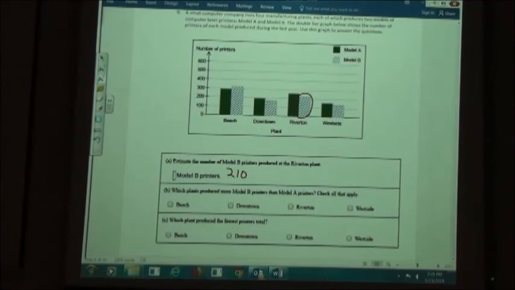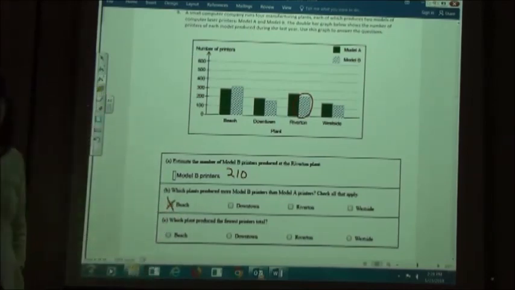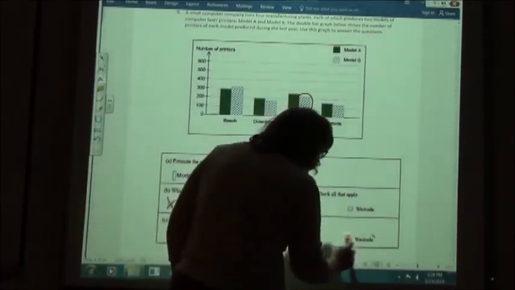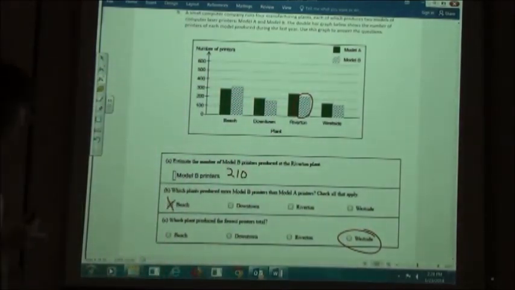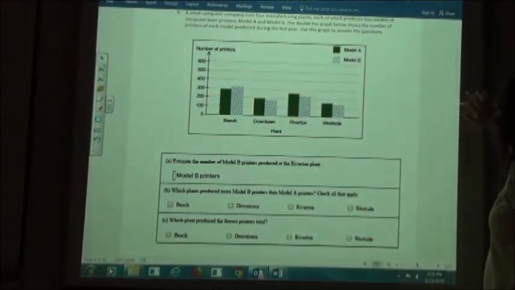Which plants produce more Model B printers than Model A printers? So which ones have more Model Bs? Just the beach is the only one that has more Model B, right? And which plant produced the fewest printers total? The west side looks like it has the fewest total, exactly. All right, so just reading the graph, nothing too terribly bad there, hopefully. Could be worse.